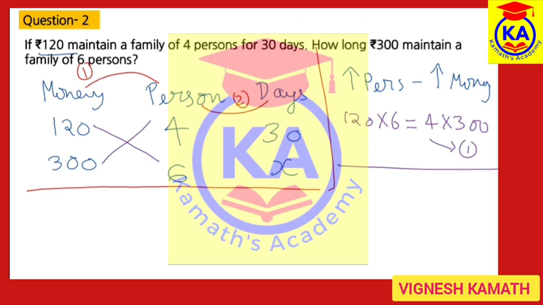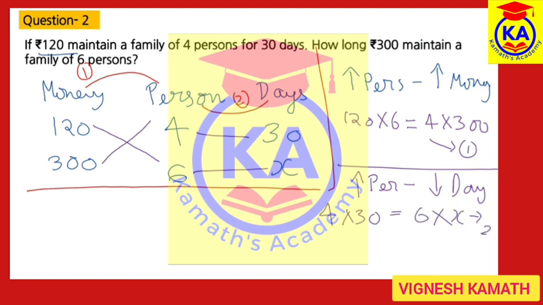Now we'll see the persons and days. The more the persons, the fewer the number of days. So this is in inverse proportion. When the ratios are in inverse proportion, you do direct multiplication. So we write 4 into 30 is equal to 6 into x. Keep this as equation number 2.